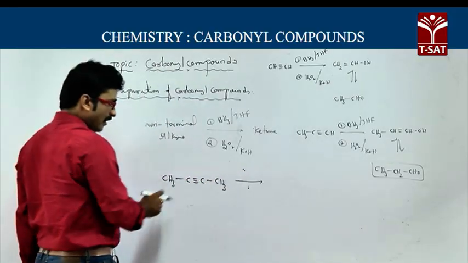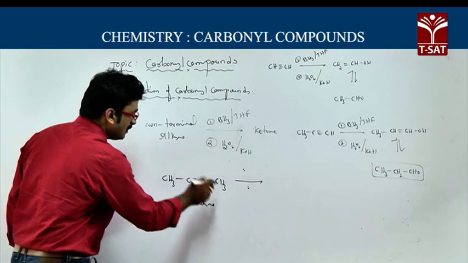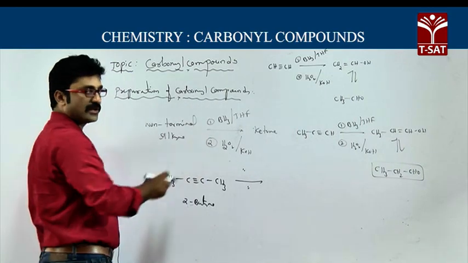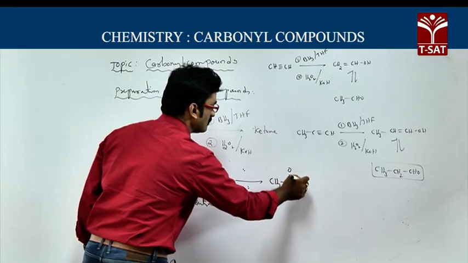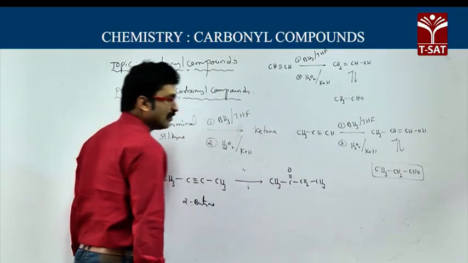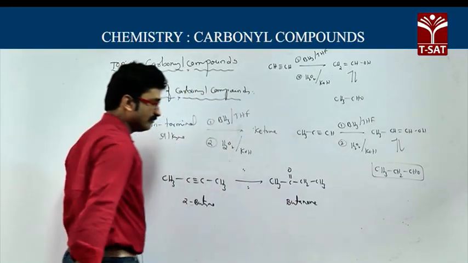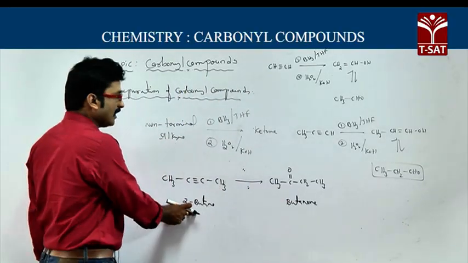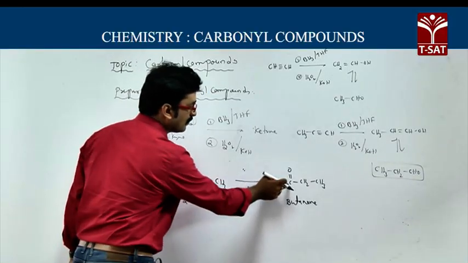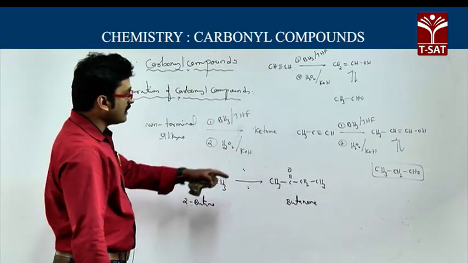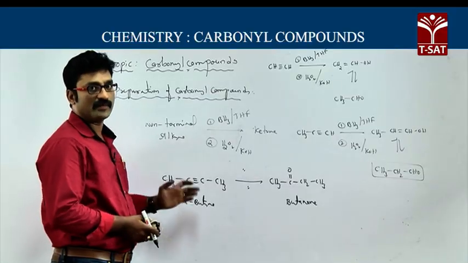This compound, you know, is called 2-butyne. This 2-butyne on hydroboration oxidation gives CH3 C double bond O CH2CH3. Known as what? Butanone. So 2-butyne on hydroboration oxidation gives butanone. 1, 2, 3, 4 carbons are there. That is why its name is butanone. Like this, we can prepare aldehydes and ketones from alkynes.